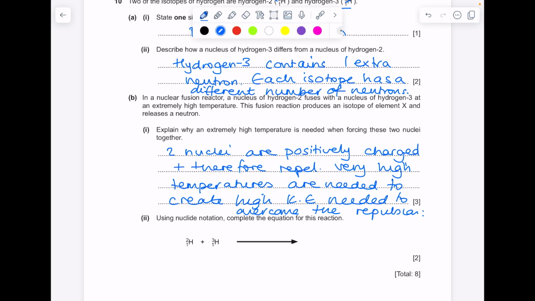Using nuclide notation, complete the equation for this reaction. So we've been told that it releases a neutron, so let's draw a neutron here. Remember, a neutron has a mass of 1. It has no atomic number because remember that relates to the number of protons. And then just look at what we have left. We have to make sure the left and right hand sides add up. So there's 5 as the mass number here. We have 1 here, which means we need a 4 there. We have 0 down here for the atomic number. 1 plus 1 down here is 2. Use your periodic table to identify the element with 2 protons, with an atomic number of 2, and it is helium.